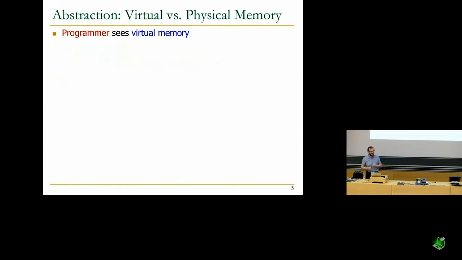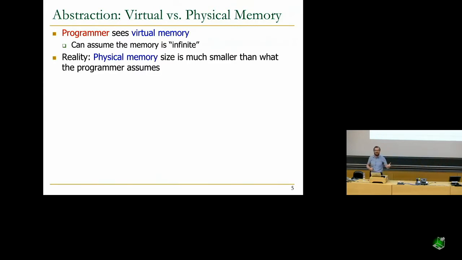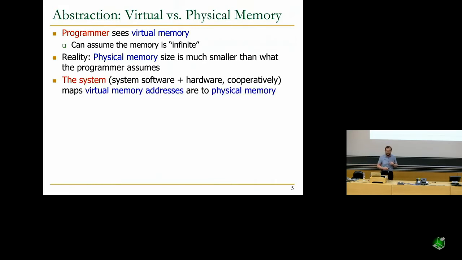So this is the slide that I mentioned earlier. You have virtual memory versus physical memory. What the programmer sees is this illusion of infinite capacity memory, or large enough capacity memory. It's called virtual memory. You can assume the memory is infinite, meaning it's really large. Reality is physical memory size is much smaller than what the programmer assumes, and the whole concept of virtual memory is that the system software and the hardware cooperatively map virtual memory addresses to physical memory.